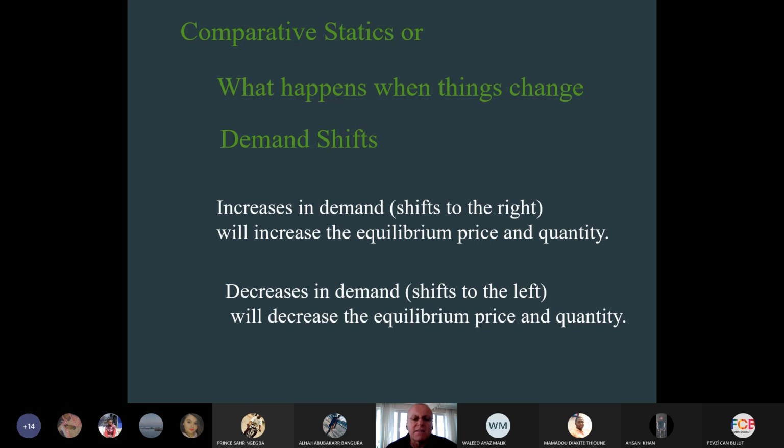Comparative statics, or what happens when things change. The demand shift or the supply shift affects the economy in different ways. Supposing a demand shift in the market, an increase in demand, a shift to the right, will increase the equilibrium price and the quantity, as we have exercised in the former chapter.